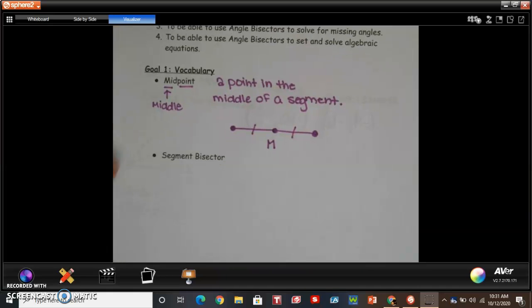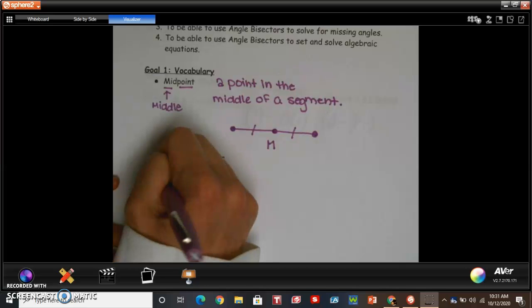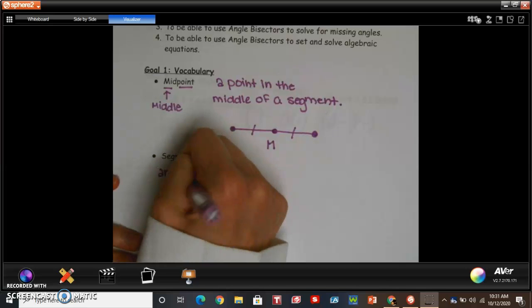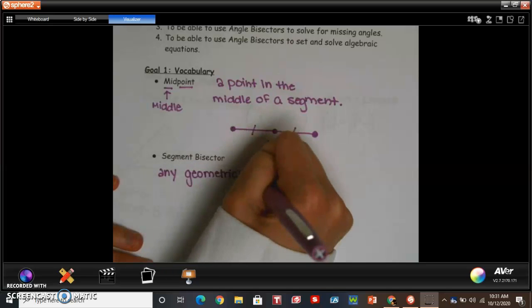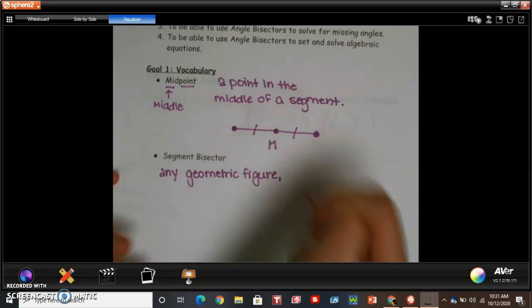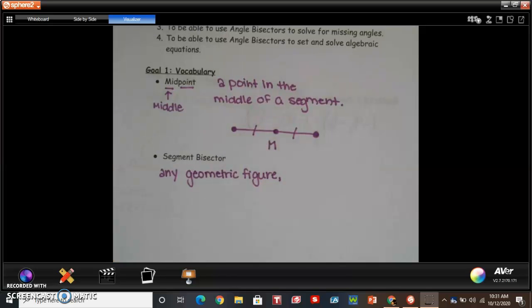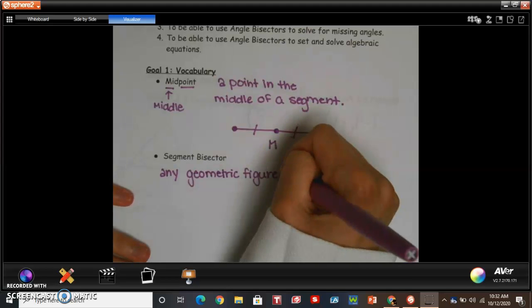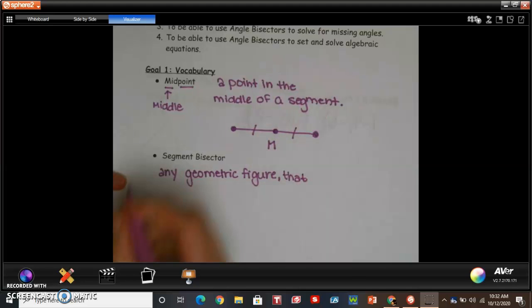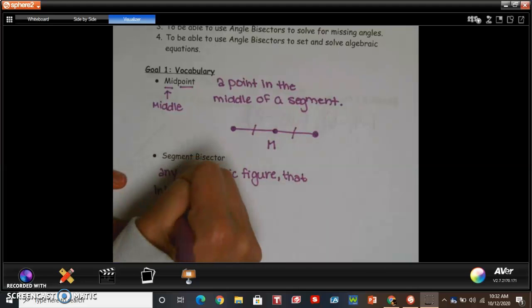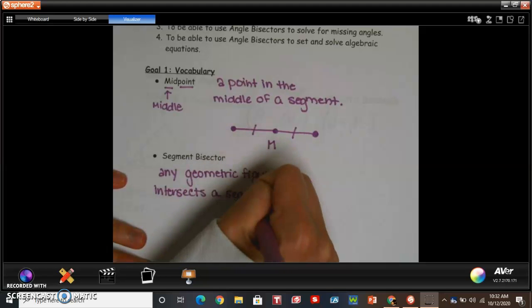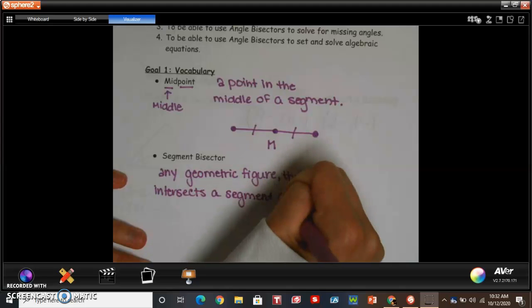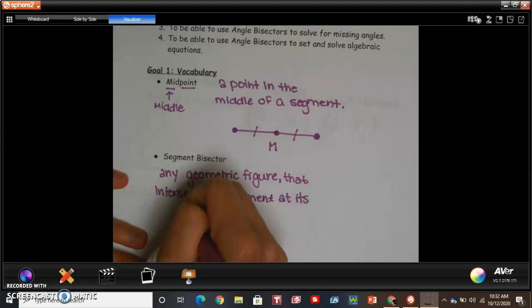All right, a segment bisector. This is any geometric figure. So if you think back to Unit 1, this means points, lines, planes, rays, all that jazzy good stuff. Any geometric figure that intersects a segment at its midpoint.